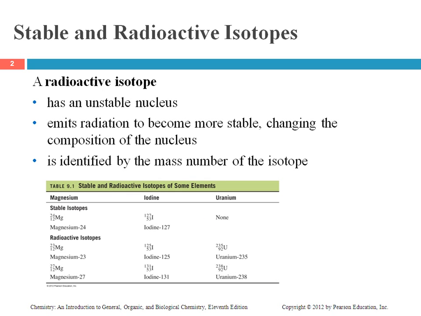This is very different from balancing equations in Chapter 5, where we had the same number of atoms on each side, and they balanced, and there was no change in the nucleus. So this is where this chemistry is very different.